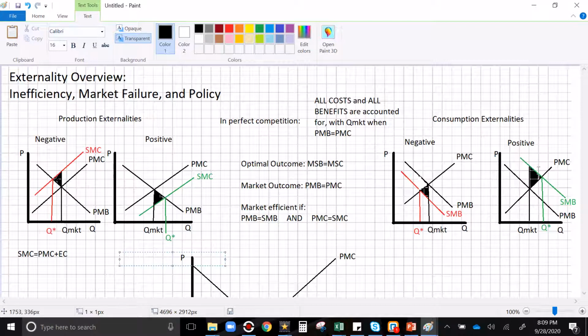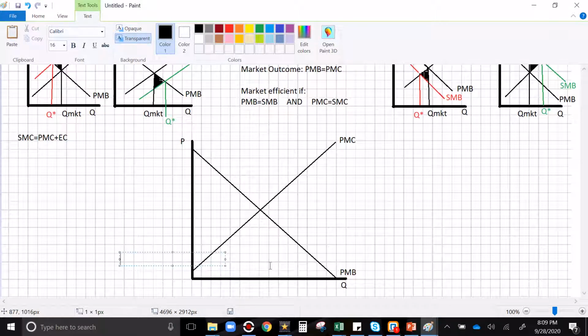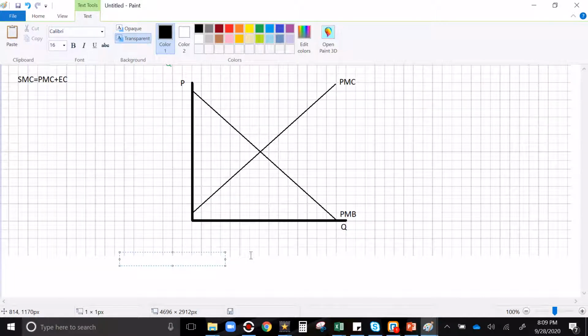In Part 1, I outlined 4 kinds of externalities: production and consumption externalities, positive and negative. I showed where the deadweight loss is on each graph. I explained the conditions under which a market is efficient. And then I told you that in this video, I would start to outline some of our policy options for combating externalities. That's what I'm going to do here.